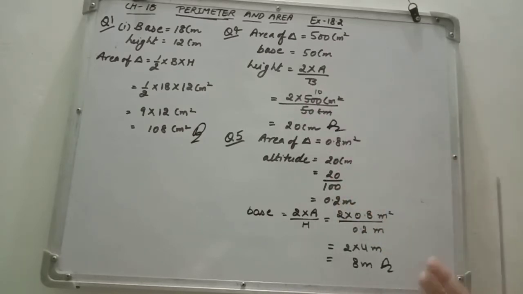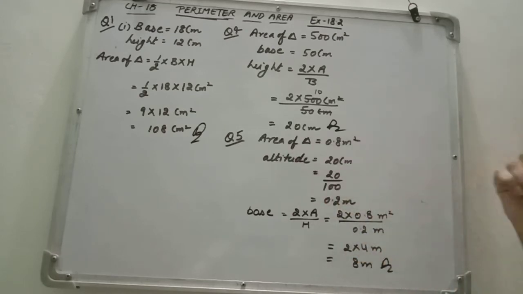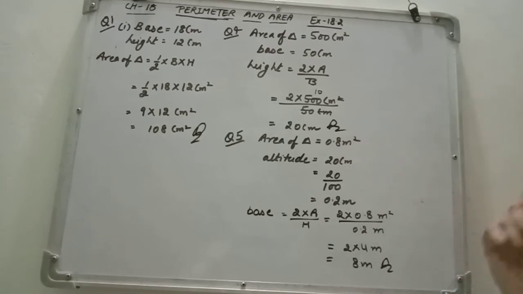That is our answer. In question number 5 they said find the base. Now the area of the triangle is given to you, 0.8 meter square, and the altitude, in other language you can say height, is given to you, 20 centimeter. Now you can see the units are not the same. Here it is in meter and here it is in centimeter.